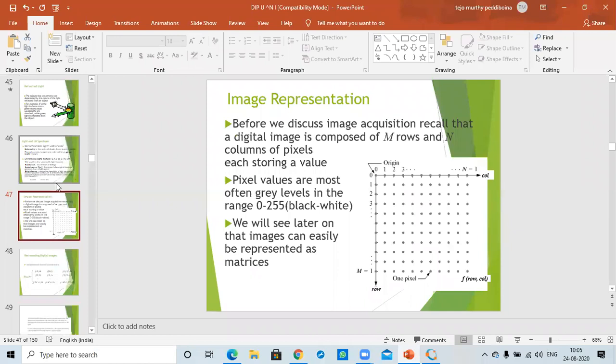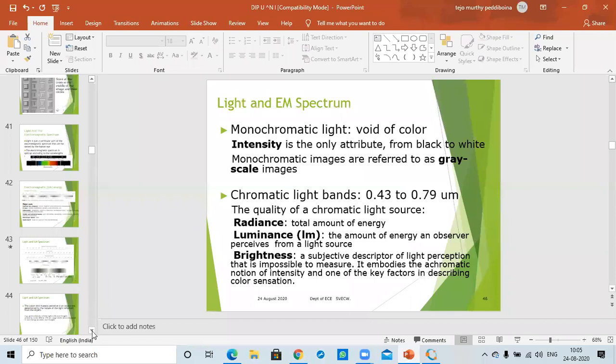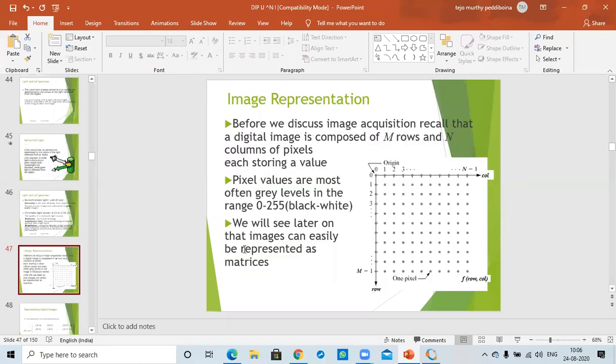So today let us discuss the image representation and sampling and quantization. So how to represent an image? Before we discuss image acquisition, let us focus on how we can represent the image and how we will deal with these images in future.